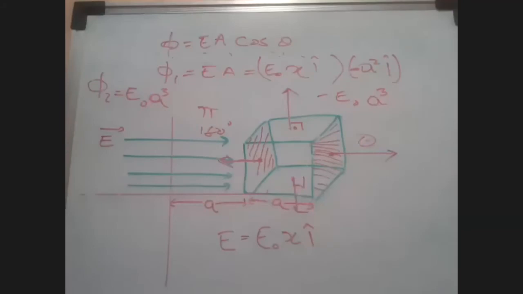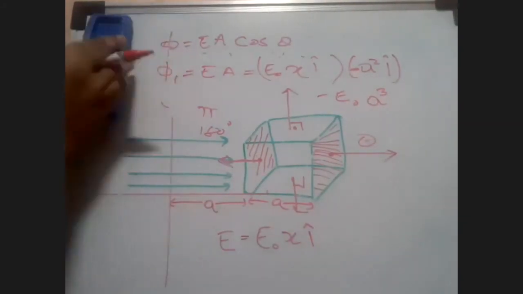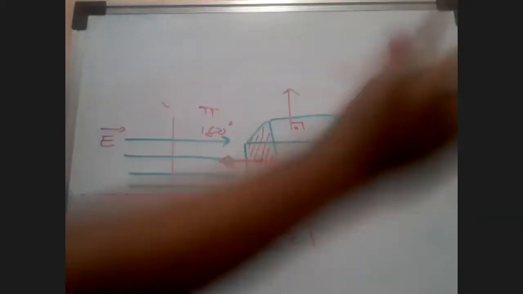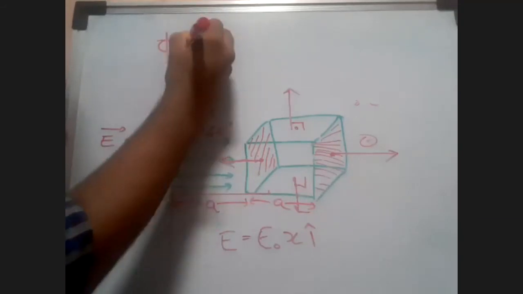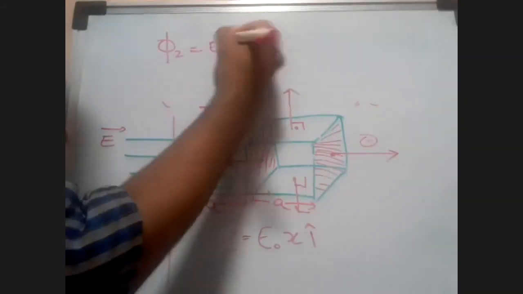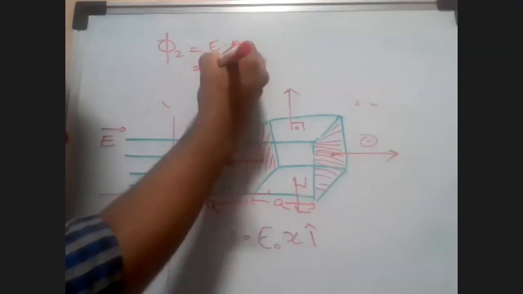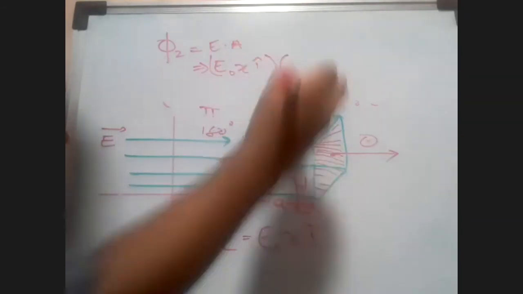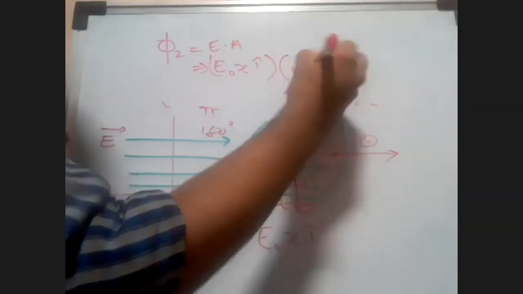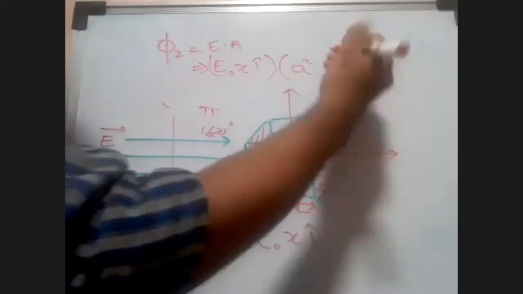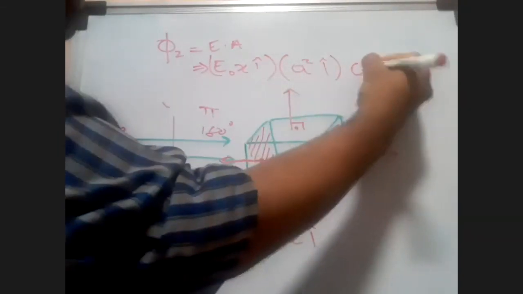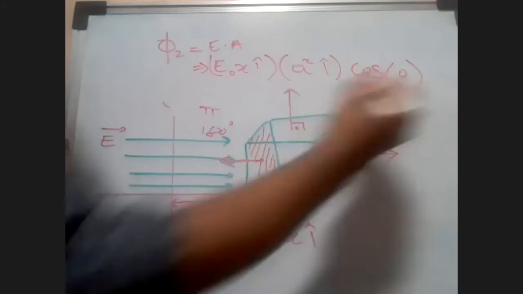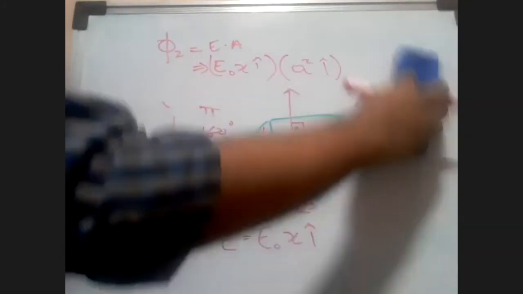If you all have not understood, let me just write it down. Not everyone understands and not everyone is at the same level, so I'm going to explain it for everyone. Phi 2 is going to be E dot A. E is E naught x i cap, and A is A square into the direction, that is i cap, into cos 0. Now you know that cos 0 is 1.